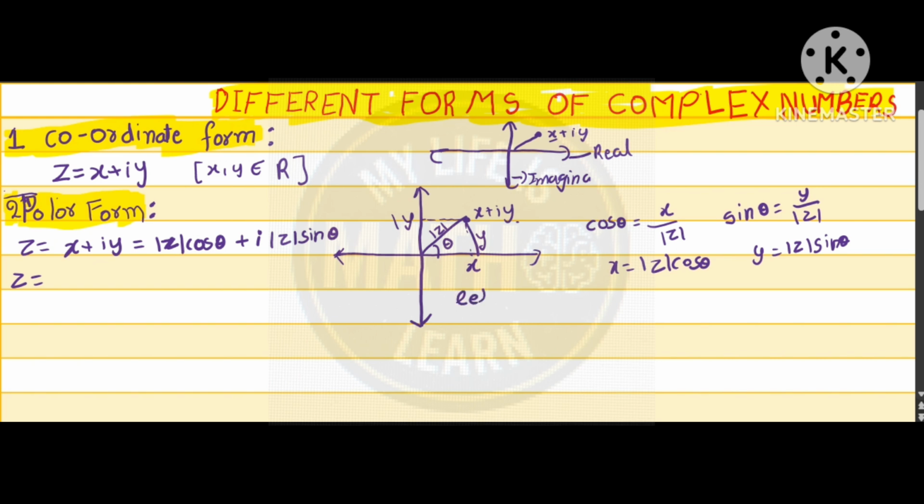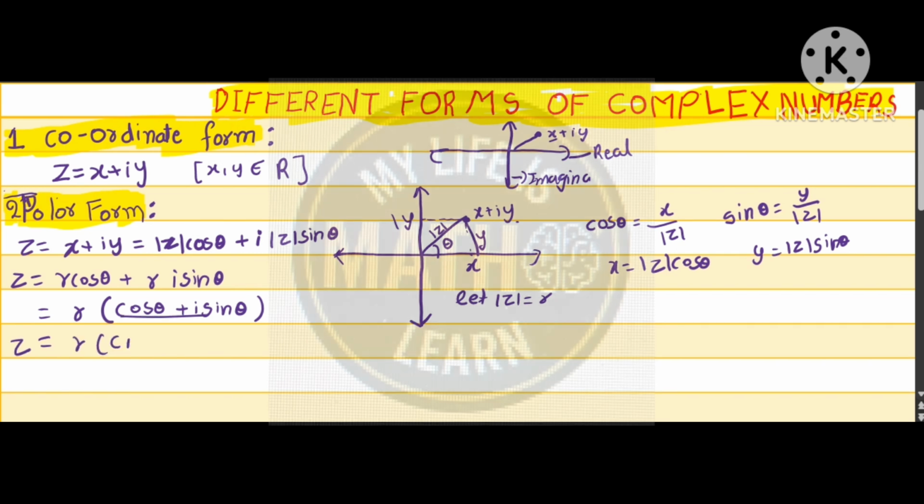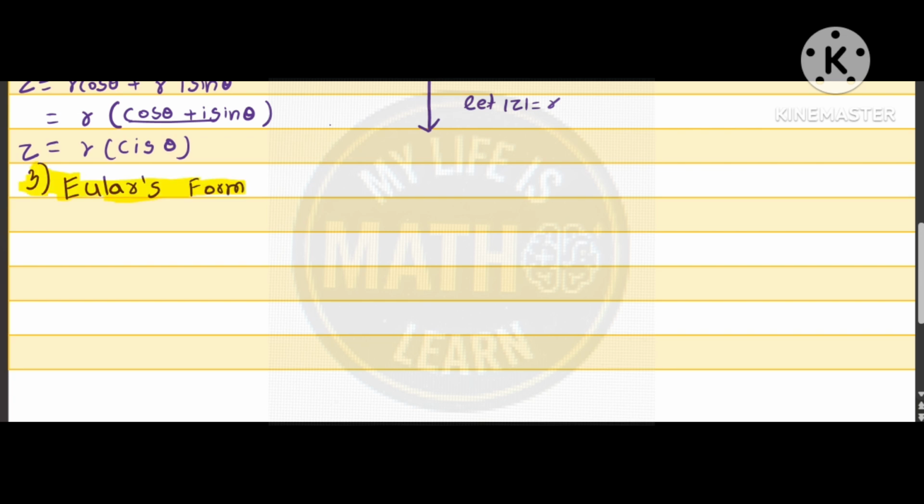let mod z be r, it is a distance, so r cos theta plus i r sin theta. Take r common: cos theta plus i sin theta. Z is equal to r into cis theta. Cos theta plus i sin theta means c for cos, i for iota, s for sin: cis theta, we can call it. Next form, Euler's form. Z is equal to r into e power i theta, where e power i theta is cis theta.